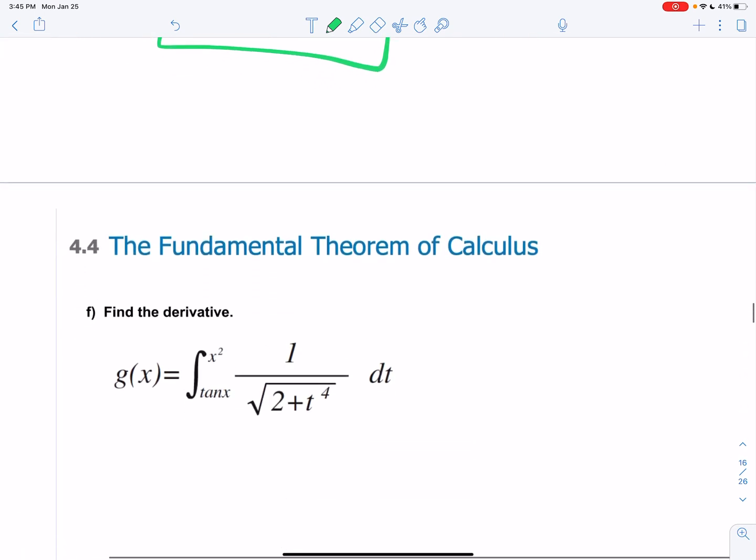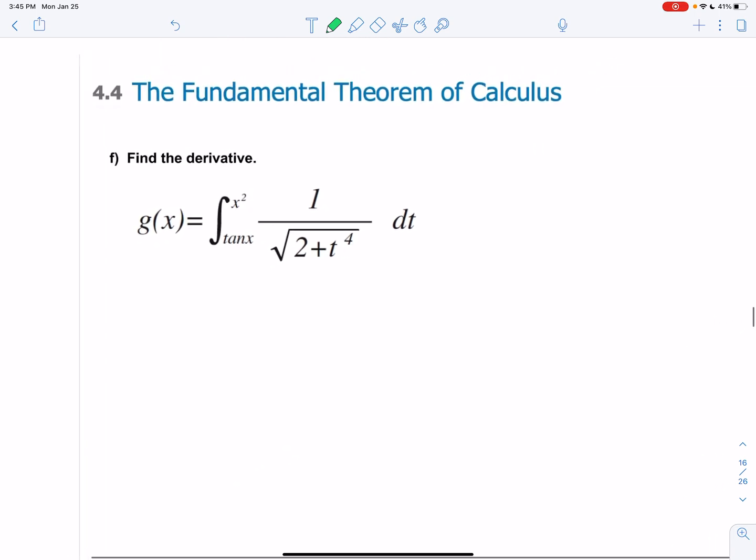Okay. Here's the last, probably the most complicated that it can get, but still very easy to do. Here's part F. Some things you might notice is that the upper and lower bound are functions. We can only use the fundamental theorem of calculus part 1 when you have a function at the top and a constant at the bottom.